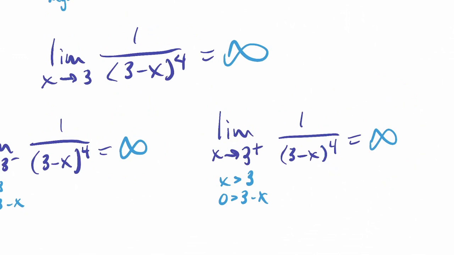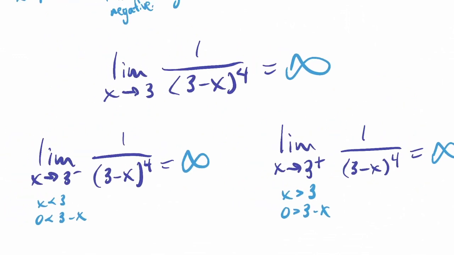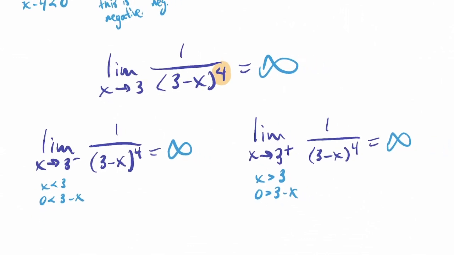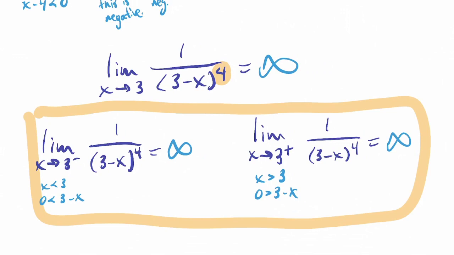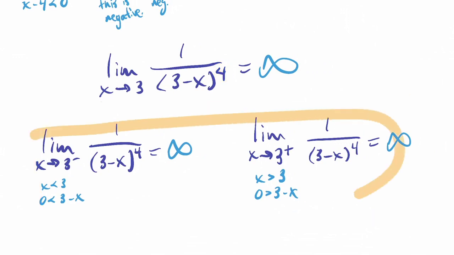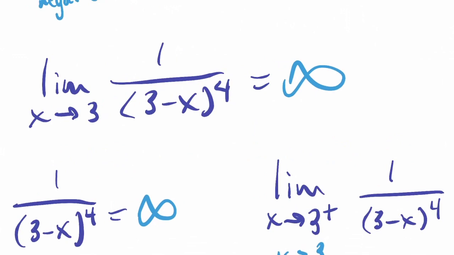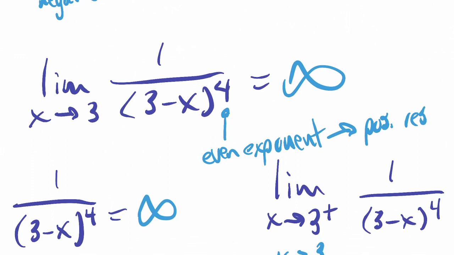So that is one where you could look at the 4 and say, whether the 3 minus x is negative doesn't matter, because I have an even exponent. I know the result's going to be positive. So you could skip writing all this if you notice that. On a test, you could go through all this reasoning, and that'd be totally fine. But you could just make a little note: even exponent, arrow, positive result.